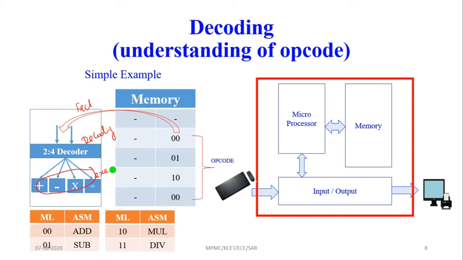Clear? Fetching means we take the data or program from the memory, the microprocessor understanding the opcode is decoding, and execution takes place in the microprocessor. Finally the output is displayed on a display. Clear? This is the decoding. Next, this is the fetching, next decoding, next is the execution.